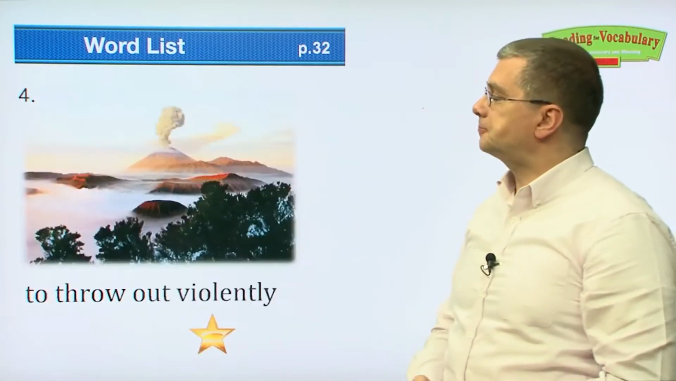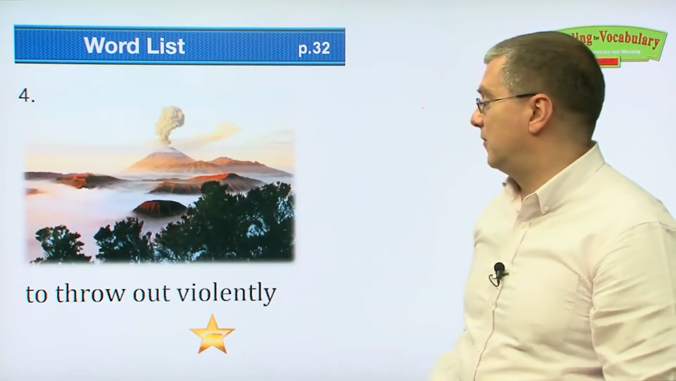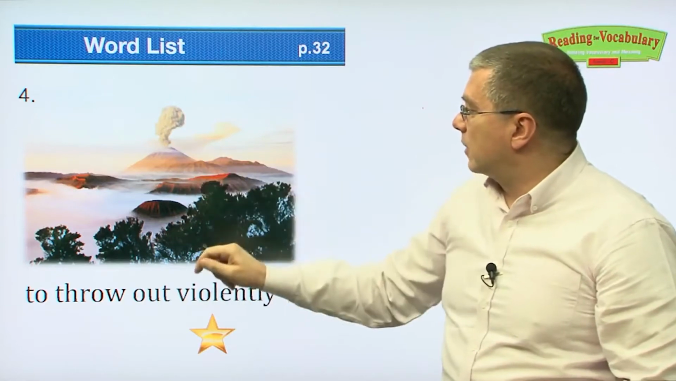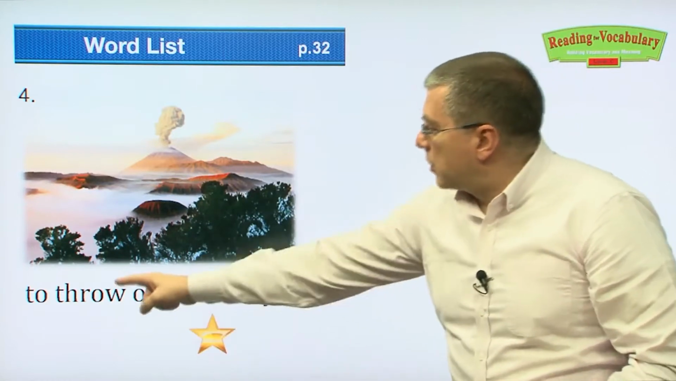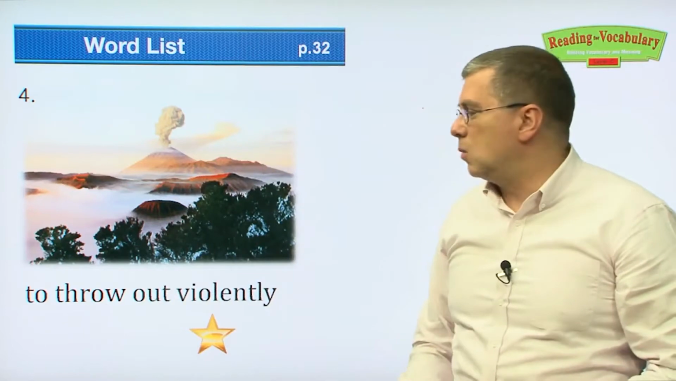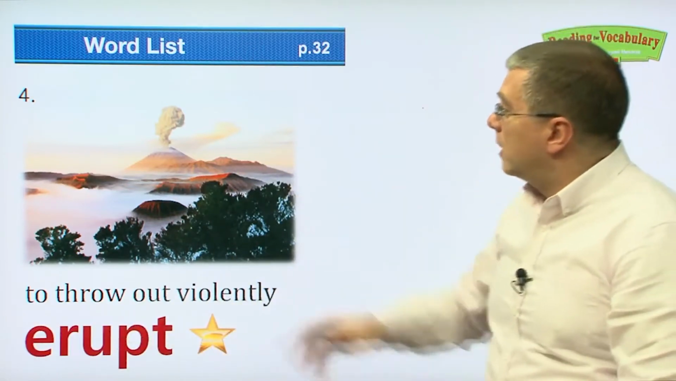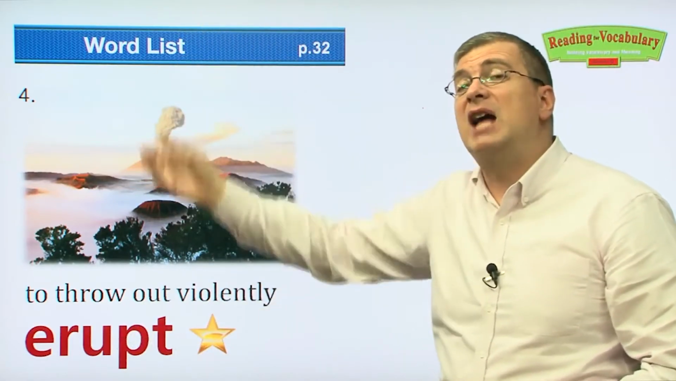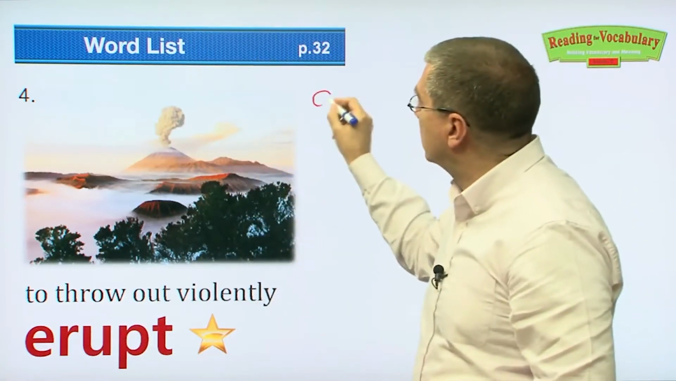Okay, let's move on. Wow, very neat picture. That's really cool looking, isn't it? Very beautiful, right? Here, of course, we can see another volcano. And actually, we can see many volcanoes, right? To throw out violently. If something is being thrown out violently, what do we say? We say it's erupting. To erupt. When a volcano begins to throw out very hot rock and smoke and ash.